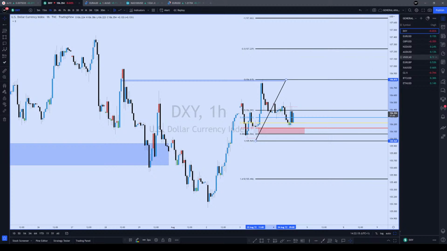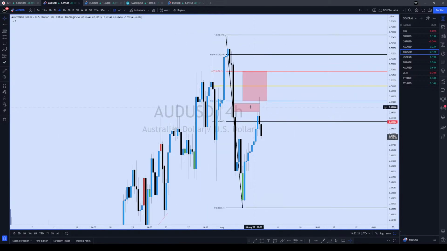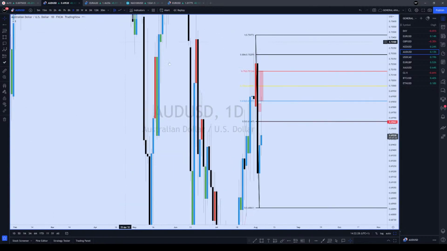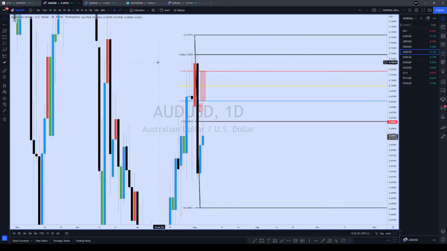Yes, I actually highlighted the H4 fair value gap. This one to that one. Also, if you go onto the daily, you will see. Let me remove this.